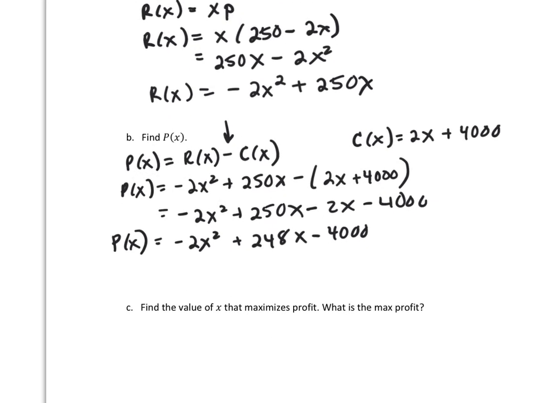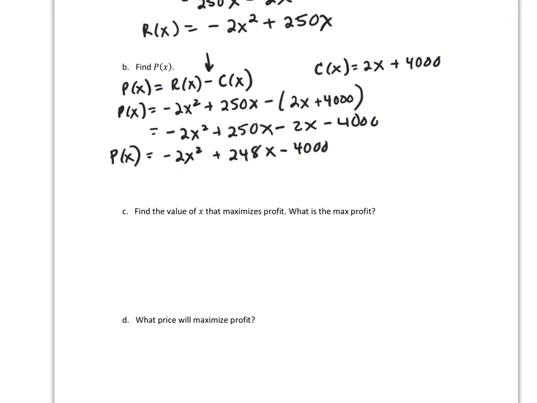Now, what's part C say? Find the value of x that maximizes profit. What is the max profit? Profit equation is quadratic. Quadratic equations are to the second degree. And the graph is a parabola. In this case, it opens down. And we want to maximize. This makes sense because the maximum occurs at the vertex.